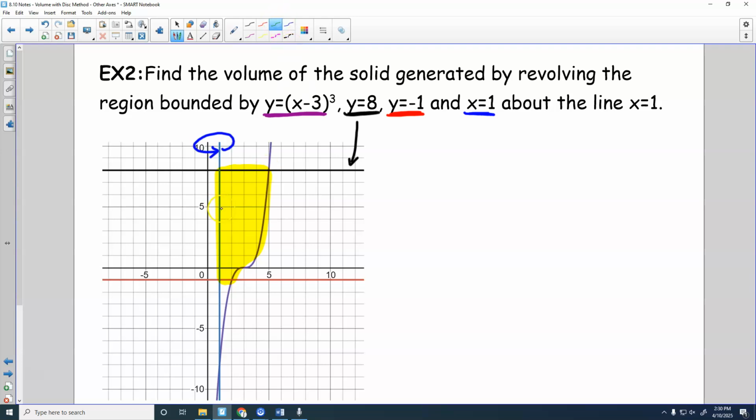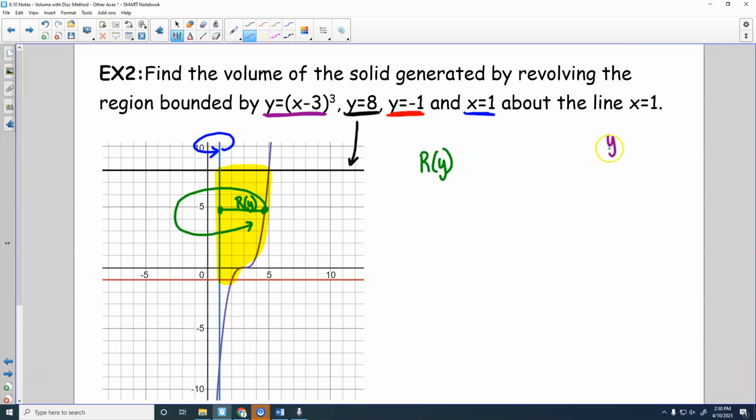So your radius right here is going to be a horizontal slice because you're rotating around a vertical line. This gets spun around this line. This is going to be your capital R of y. In this case, everything has to be in terms of y, which does give you a little bit of trouble because that purple graph right there, do we have that solved for x? We do not. So we need to solve that for x so that we can use it over here.